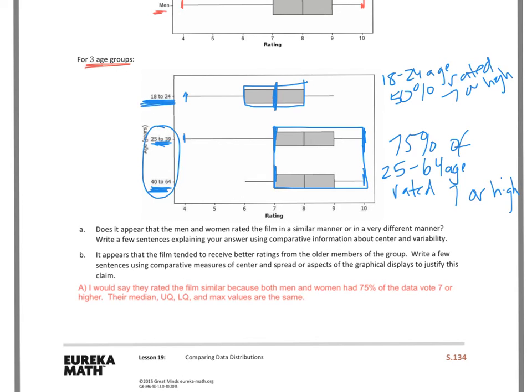not only because the max is up here, that could only be one person from each, but we're looking at the middle half of the data and where the middle part of the data is, as well as the percentages. So 75% rated it the same value as only 50% of the 18 to 24. So that's what I'd write down for my few sentences.